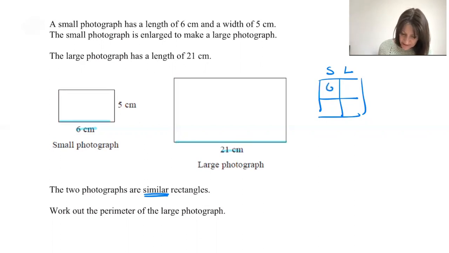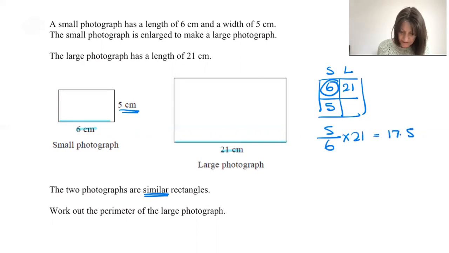So 6 and 21. The other piece of information that I have is 5, which is on the small. So it's going into the small column. And then that just helps me organize the numbers. 6 is trapped in the corner. That's the one I divide by. Set it up, and you end up with 17.5. So this edge is 21. This edge is 17.5. I'm being asked to work out the perimeter of the large.